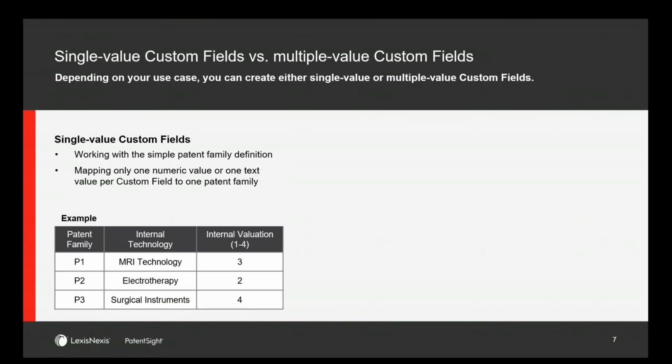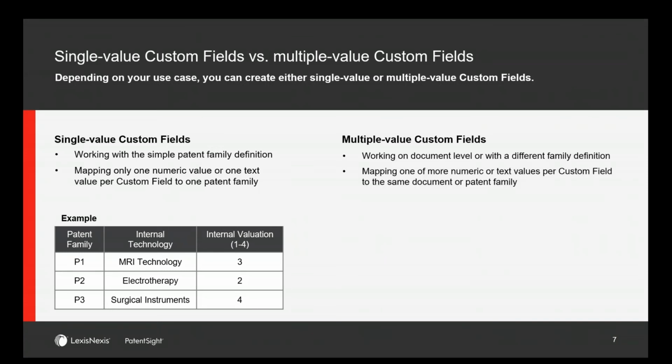One example would be, we have here 3 patent families, patent family P1, P2, and P3. Each of these patent families belongs to exactly one kind of internal technology, no more than that, and gets exactly 1 score in this internal evaluation here. So this could be the 2 single value custom fields, internal technology and internal valuation. So the first one would be a single value text custom field, and the second would be a single value numeric custom field.